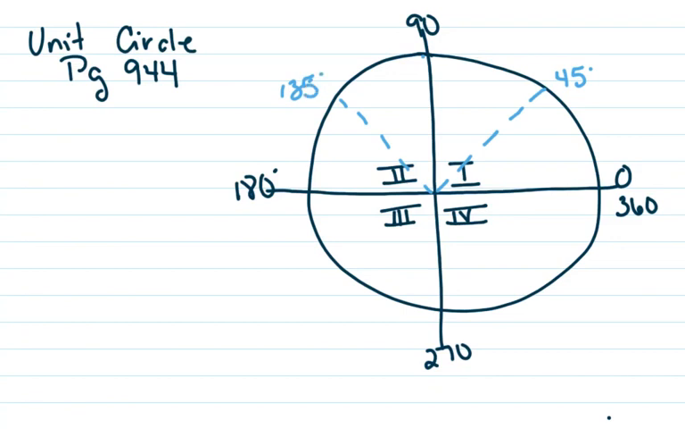Plus another 45 would put you at 180. Here's our next set. That is going to put you at 225. And then our last 45 degree angle is going to put us down here. That is at 315 degrees. So all of our 45s are labeled on here.